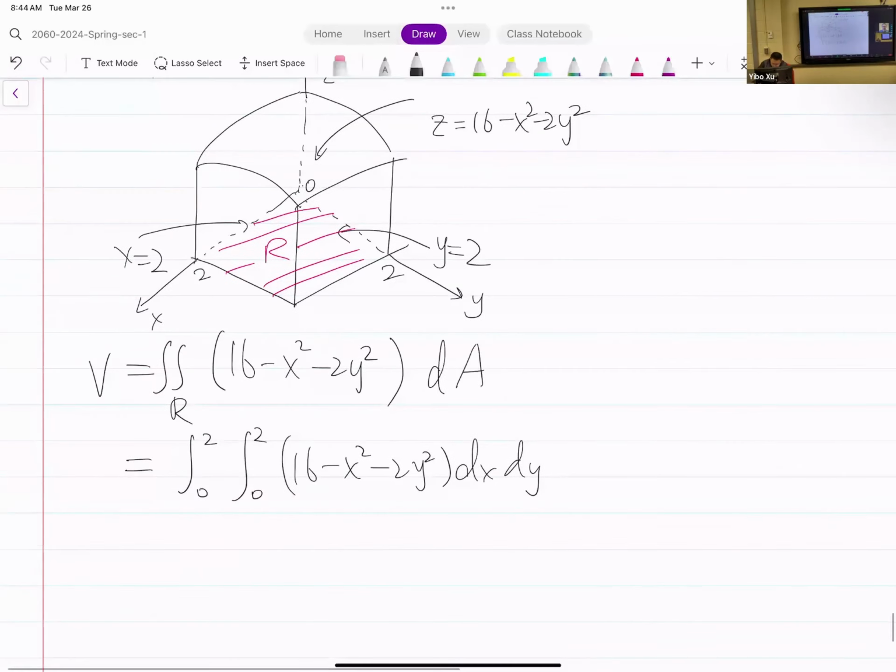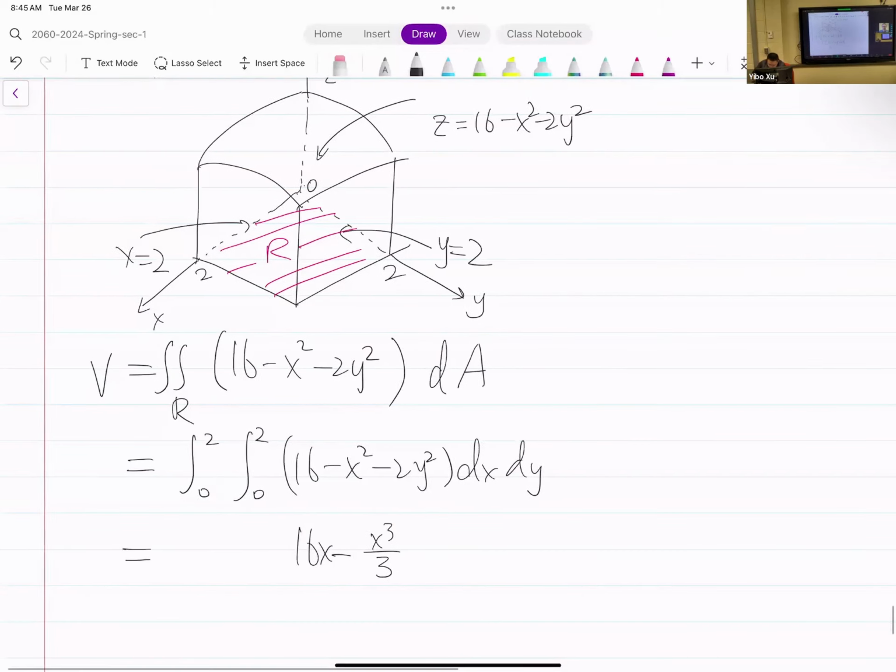Right. So since this is actually the second example, just now we did one in the quiz, but now let's quickly do this. When you write dx dy, that says you integrate x first, while treating y as a constant. That gives you 16x minus x to the 3 over 3. That's a simple power function.